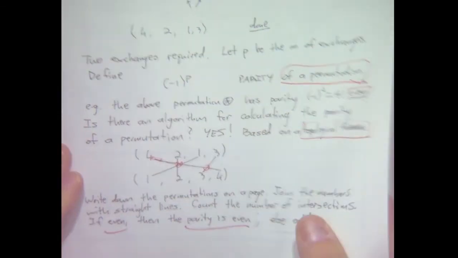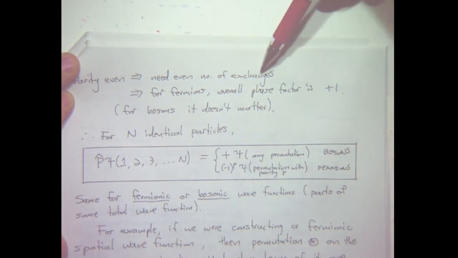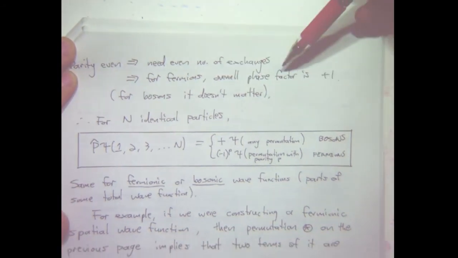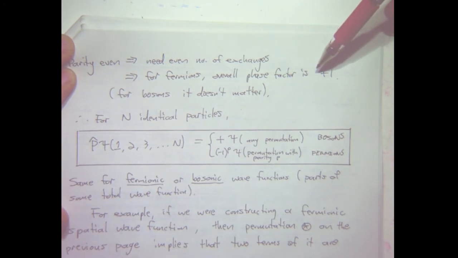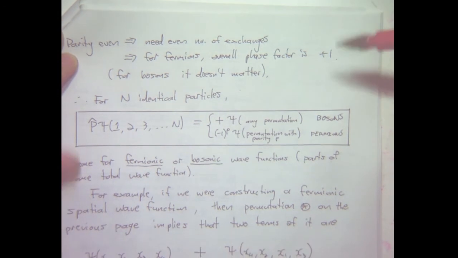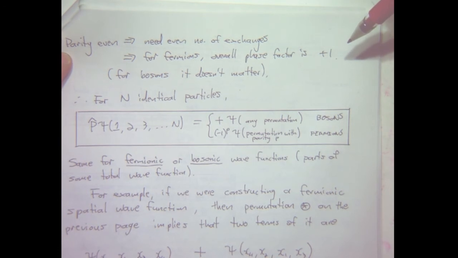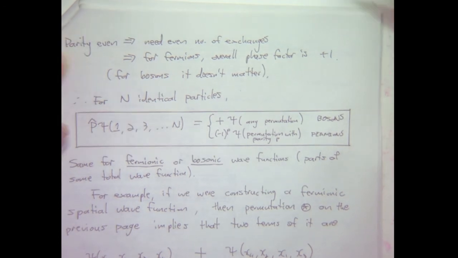If the parity is even, then you need an even number of exchanges. And then for fermions, the overall phase factor is plus 1. What does this mean? Then you need to get the minus. So if you exchange something and exchange it back, it should be the same.